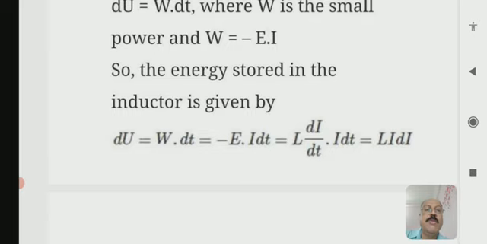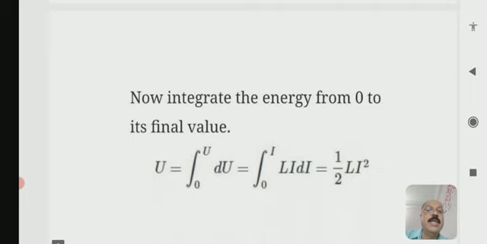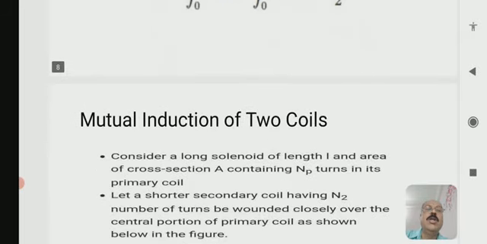Now put the value E is equal to minus L di upon dt. The minus here and the minus in E cancel, giving L di upon dt into I dt, which simplifies to L I di. Now integrate the energy from 0 to its final value. So U is equal to the integral from 0 to I of L I di, which simplifies to U is equal to 1 by 2 L I square. So this is the energy stored in a magnetic field.